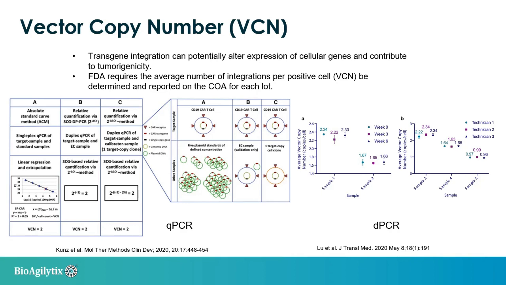Quantitative PCR has been traditionally used for VCN assessment. The total vector copy number was determined by primer probe targeting the transgene. The total cell number was determined by cell counting, total DNA concentration, or the second set of primer probe targeting a single copy reference gene in the human genome.